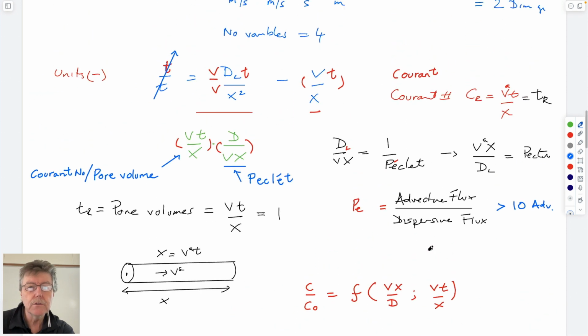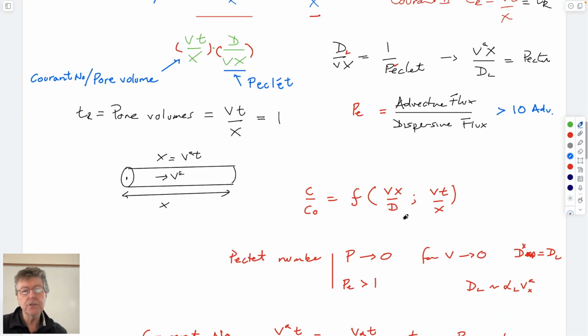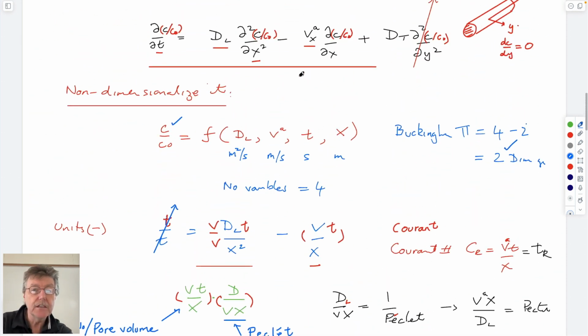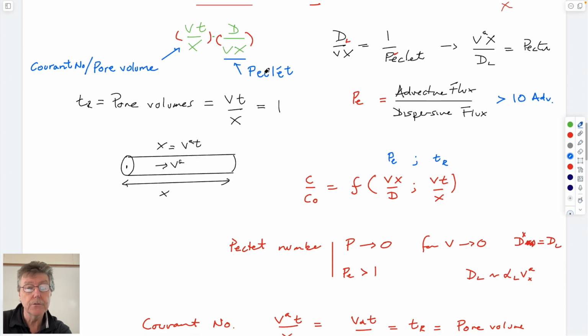And so from Buckingham pi, it tells us that we have two dimensionless coefficients that describe behavior. So relative concentration and two other coefficients. Those two other coefficients are Peclet number and the pore volumes, or Courant number. And so it means that we can manipulate this equation in terms of just those variables only, and we can solve it for those variables.